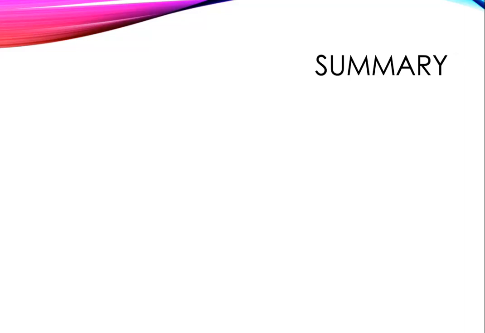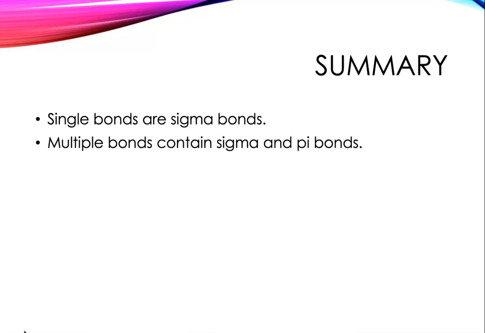Let's just do a quick recap of what we've talked about in this webcast. Single bonds are sigma bonds. This is really the core of what you need to know. Multiple bonds contain sigma bonds and a pi bond. So a double bond is 1 sigma and 1 pi. A triple bond is 1 sigma and 2 pi.